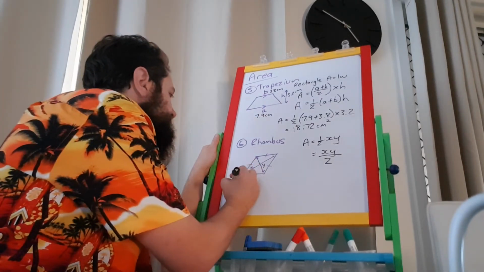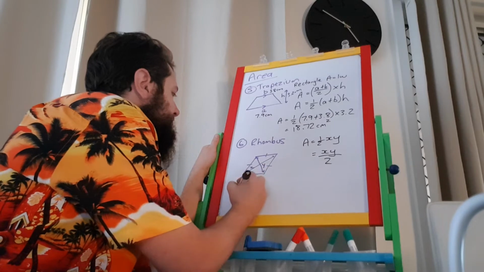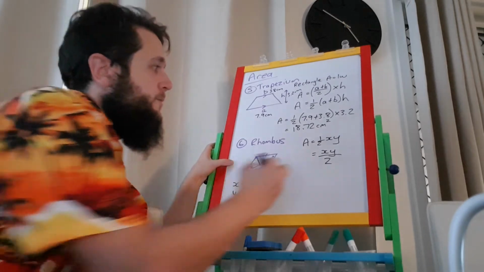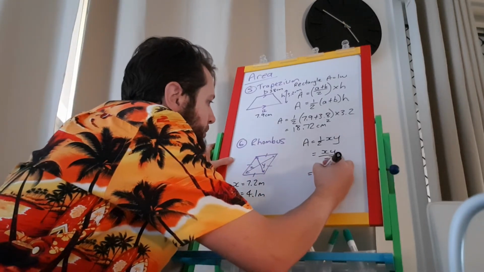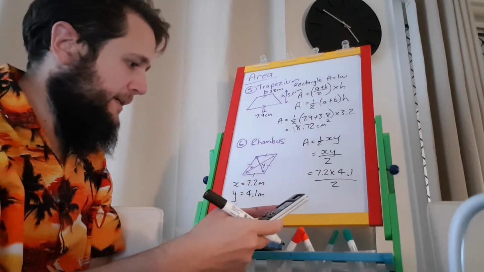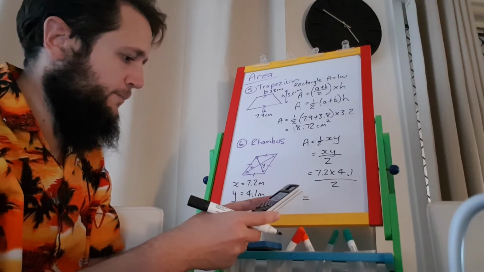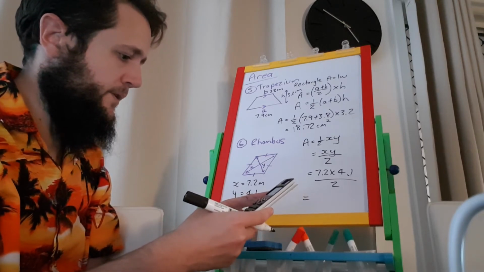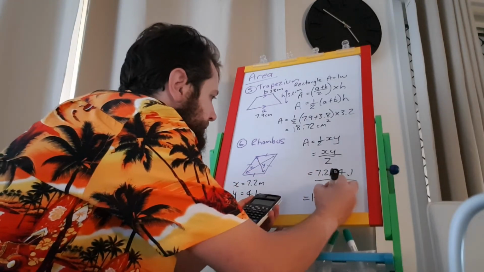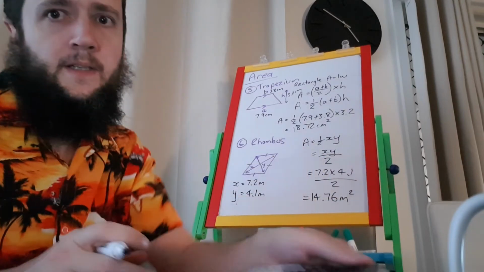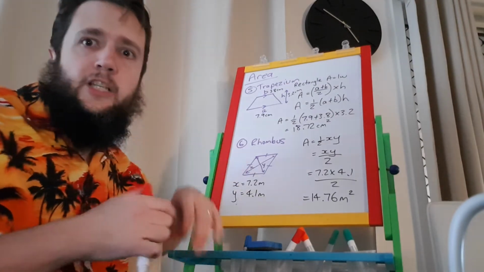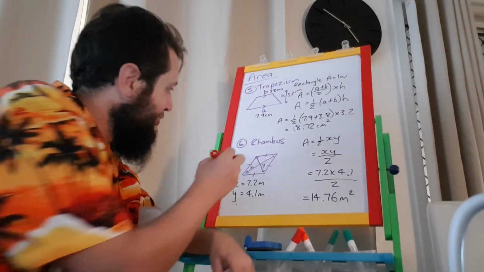Alright, so if I said that x is 7.2 metres and y is 4.1 metres, we could substitute the values in. X is 7.2, y is 4.1. Put the values in the formula. So 7.2 times 4.1 divided by 2. You'll get 14.76 metres squared. Now, again, if you've got a bit of vision here, this thing is actually half of a rectangle. I'll show you how.